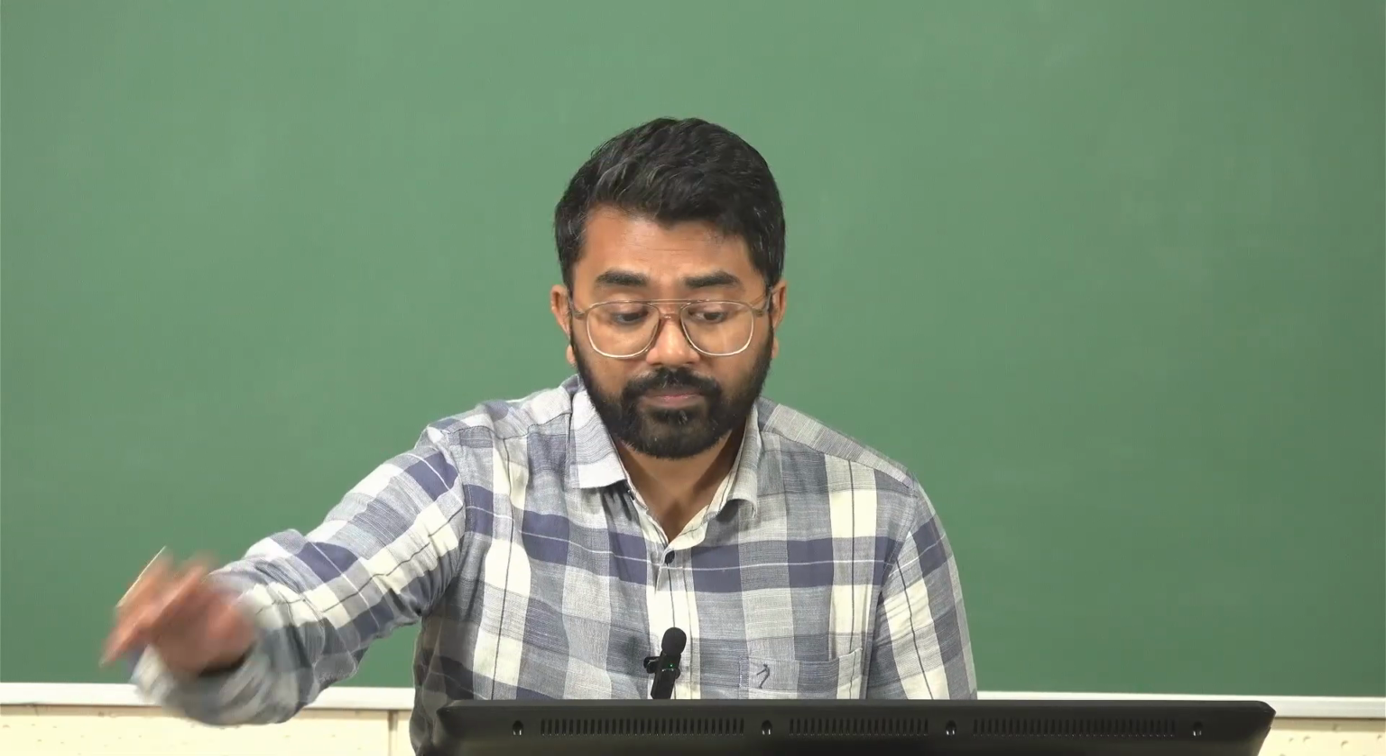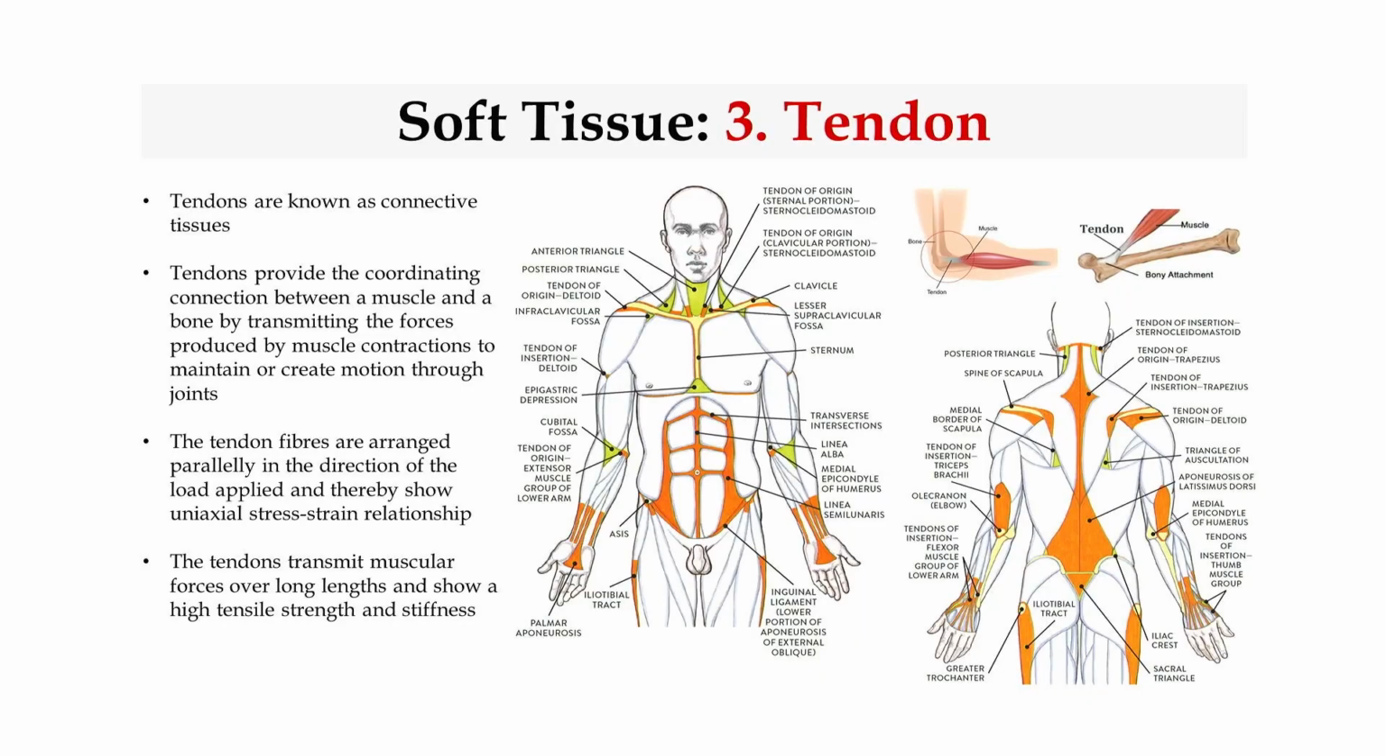So we started with skin from head to toe. Now we are going one step inside the human body, which is into the muscles, and we will slowly start digging in, right? So let's go further. So the next interesting soft tissue, and a very important soft tissue, is known as the tendon. Tendons are known as connective tissues. They're from the families of the connective tissues.